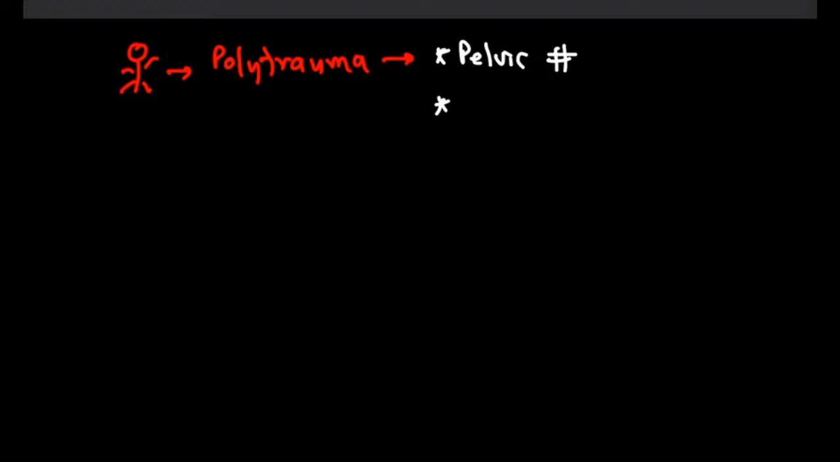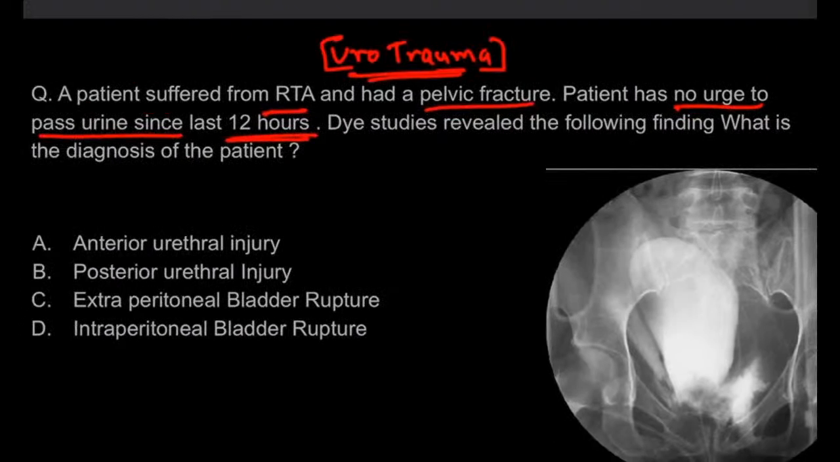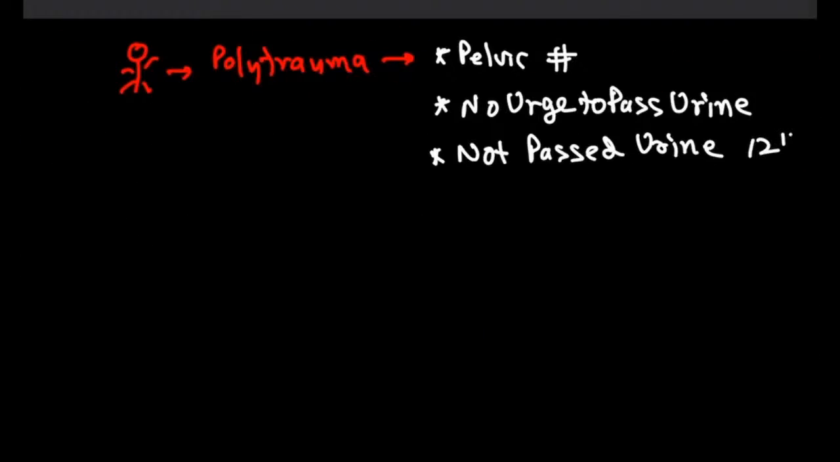Okay, let's jot this down. There is a patient who came after a polytrauma. When you examine this particular patient, there was a pelvic fracture present. And you asked the patient, do you want to pass urine? The patient said no. So the patient has no urge to pass urine, and has not passed urine for how many hours? In this particular question, it is 12 hours.